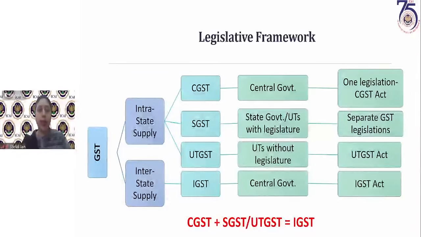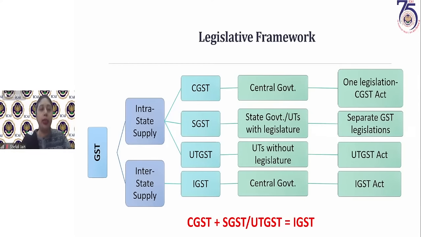For understanding that, first of all, we should once again have a clear idea of the GST legislative framework. Then only you will be able to appreciate those amendments in a better manner. So let us quickly recapitulate the legislative framework. Under GST, the tax is levied on two types of supplies. One is intrastate supply and another one is interstate supply.